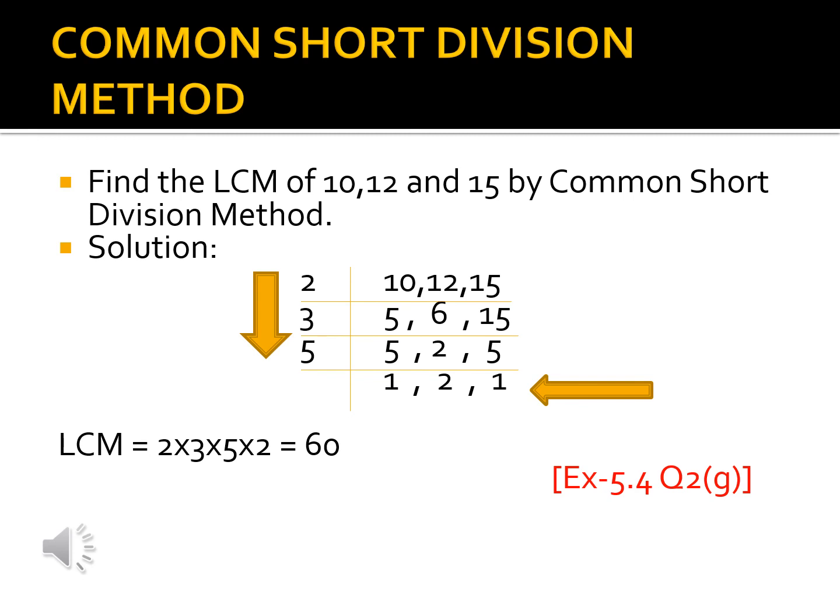5 divides both the 5s, so I select 5 as the new divisor. 5 divided by 5 gives 1. 2 is not divisible by 5, so 2 is written as it is below. And the other 5 divided by 5 gives 1. So, here I stop. Why? Because I get co-prime numbers here.